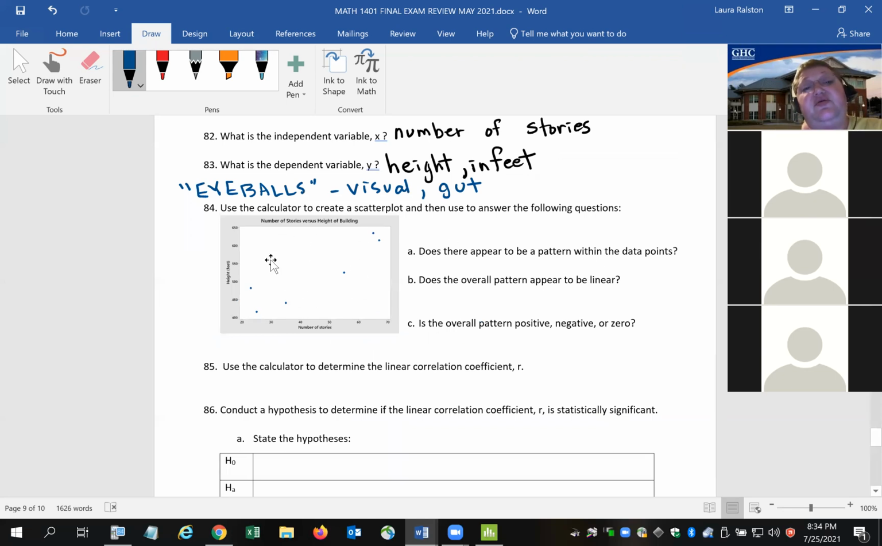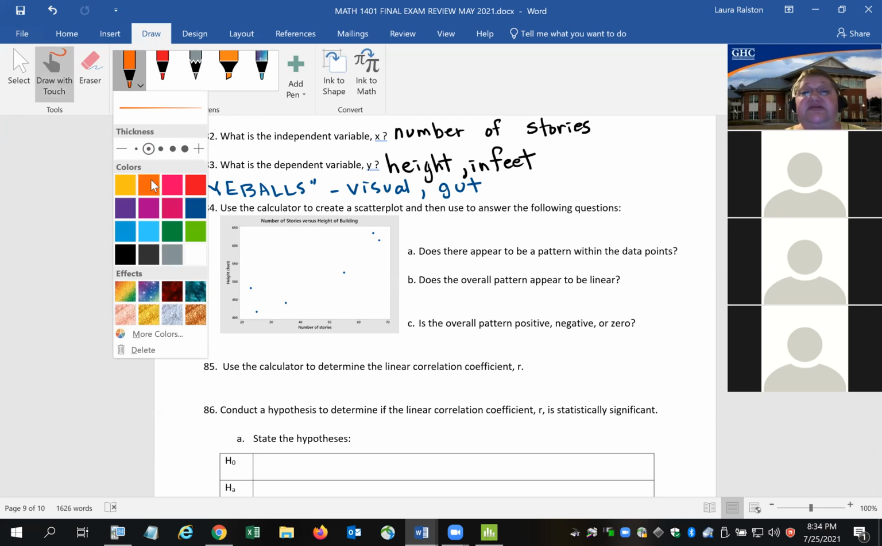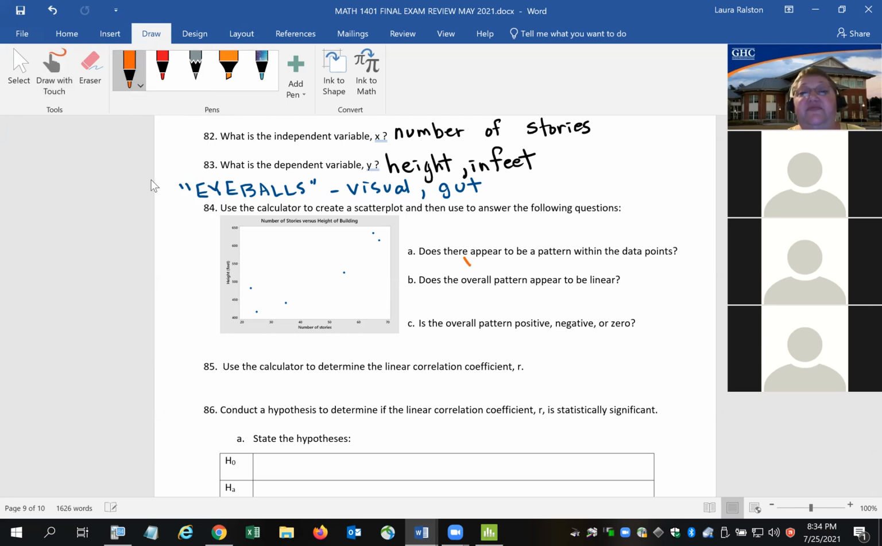And then after you get the scatter plot, you want to kind of take a step back, because you want to be able to look at the whole picture. You don't want to just zero in on one specific point. You want to look at the big picture. And you think about 3 questions. Does there appear to be a pattern within these data points? Well, I'm looking at these data points and I'm thinking, yeah, there is kind of a pattern. So I'm going to say, yes, I think there's a pattern.